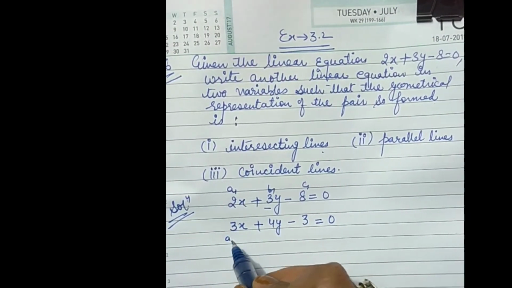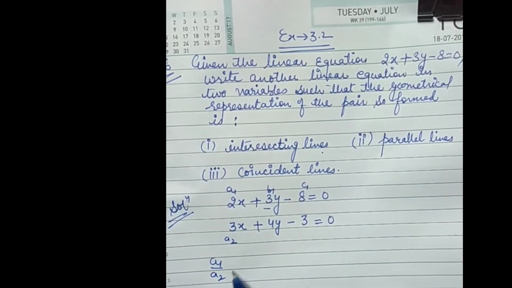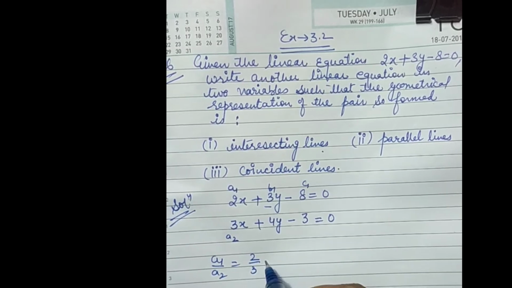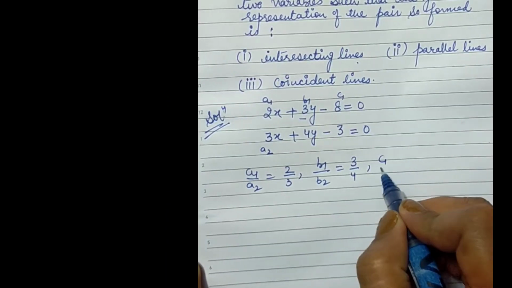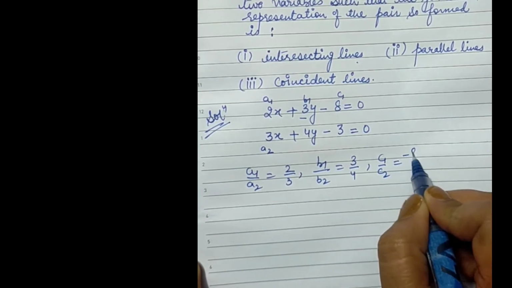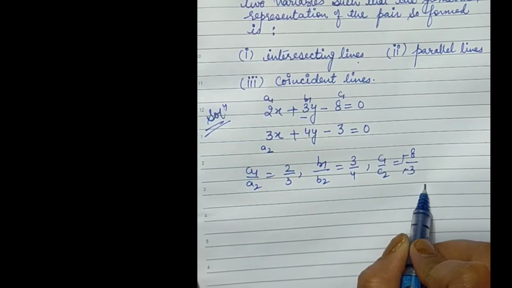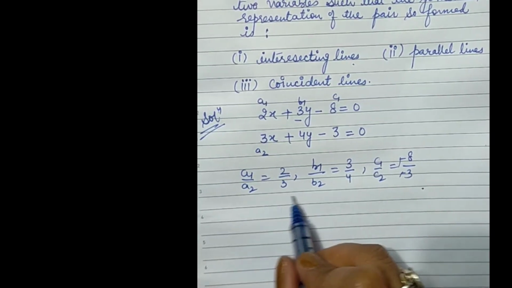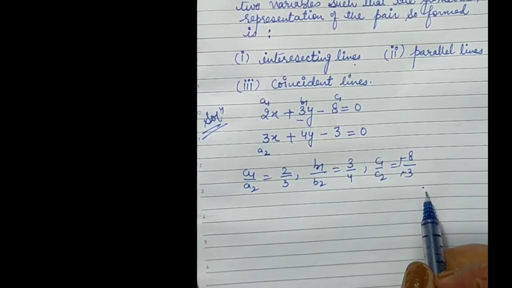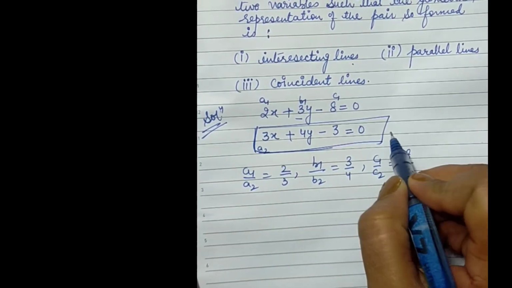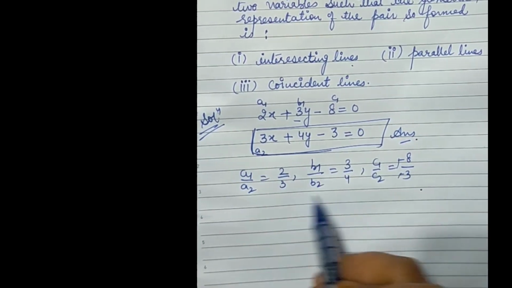Just take care that A1 over A2 is 2 by 3, B1 over B2 is 3 over 4, C1 over C2 is minus 8 by minus 3. So you can see none of the ratios is the same. That means this will definitely give us intersecting lines, that is a unique solution. So basically the answer is this one only. This is how to check.